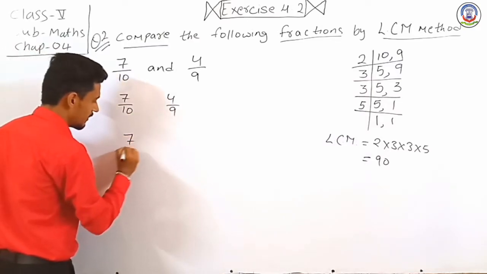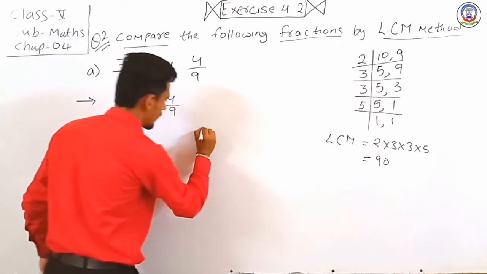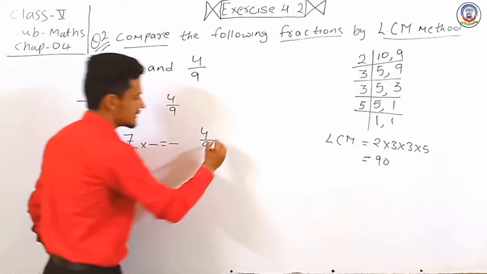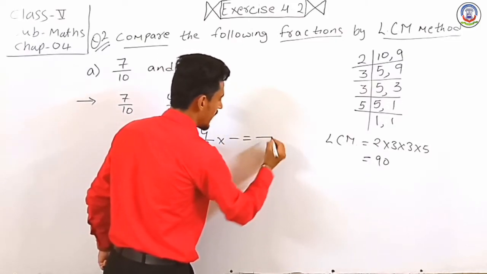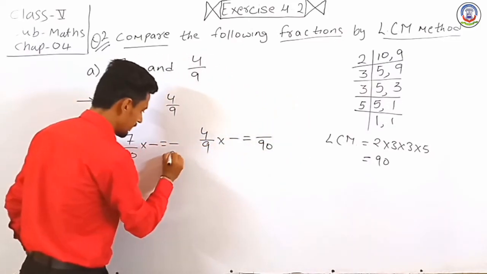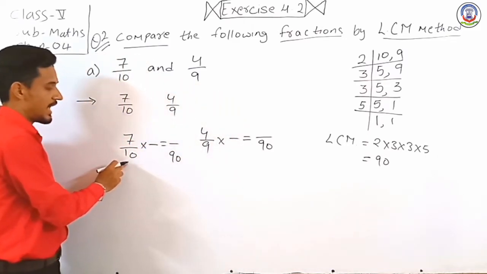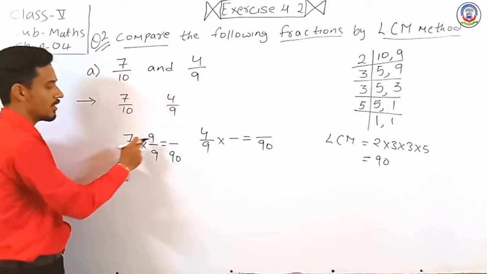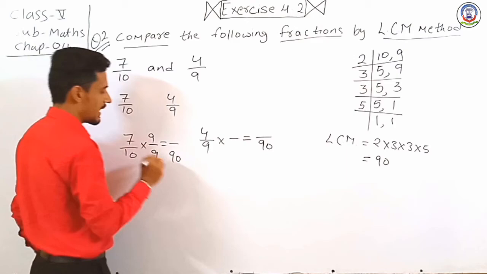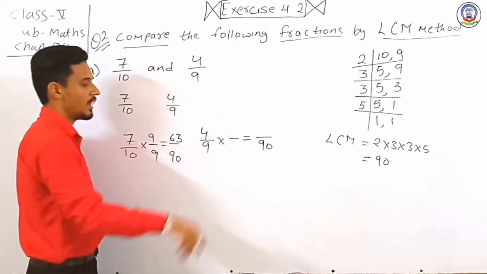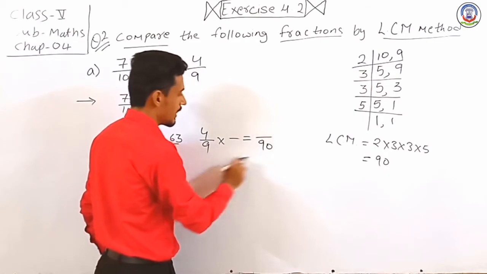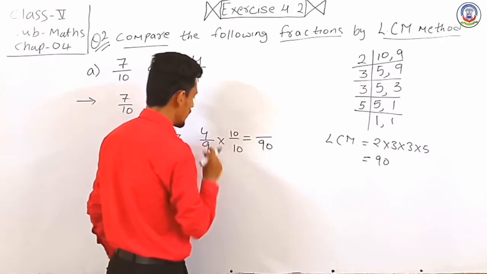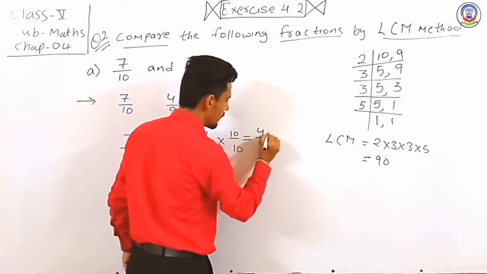Now we have to write here 7/10 and here 4/9. Now we have to multiply these numbers so that we get denominator as 90. So in 10, 90 comes 9 times, so we also multiply 7 by 9. So 7 multiply 9 is 63 and here also we have to divide 90 by 9, so it comes 10. Now 4 multiply 10 is 40.